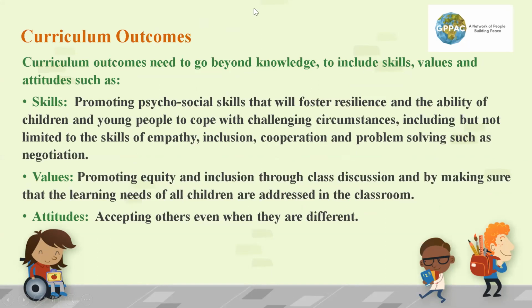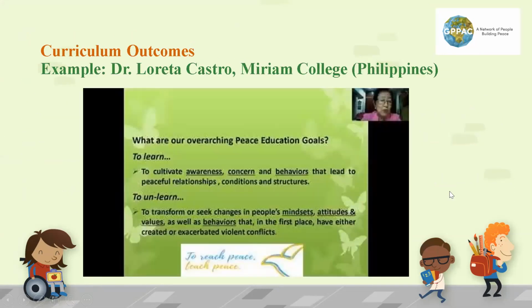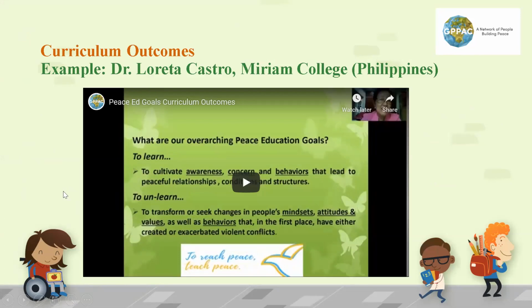And then looking at curriculum outcomes. So what do we want to achieve that goes beyond knowledge to include skills, values, and attitudes? Many times folks have focused on skills, and the values and attitudes have come first, and then looking at how to apply those in practice. Margaret, would you like to share anything along those lines? Just to say that it has to be very contextualized.